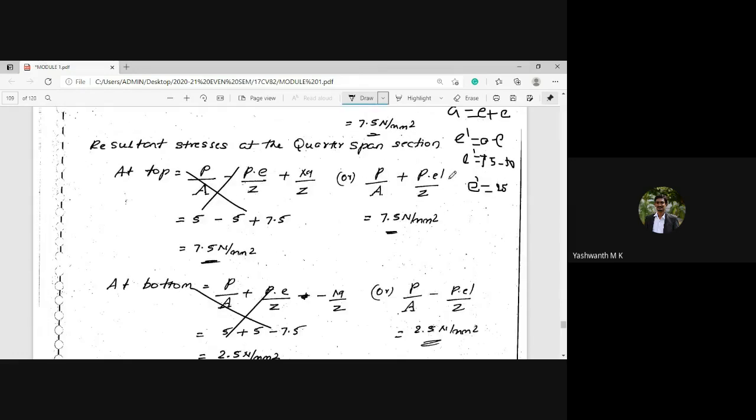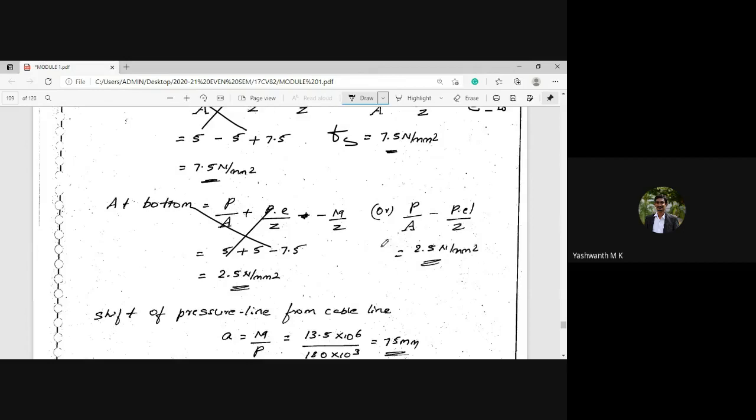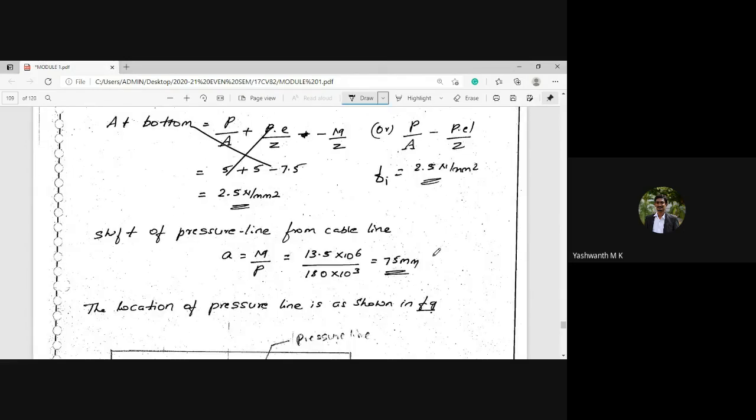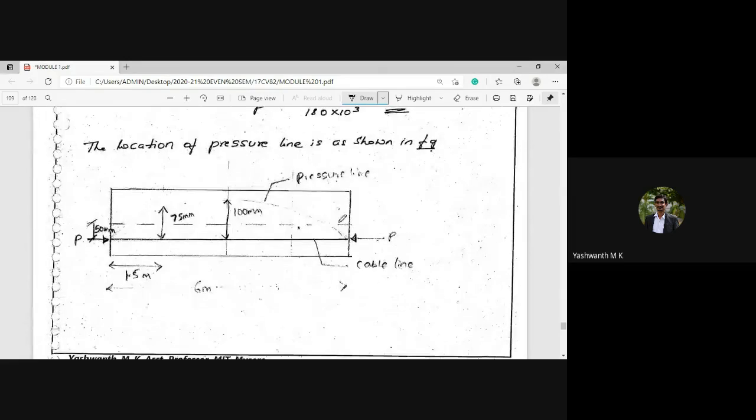So hence, substitute this quantity here, and substitute all the other parameters, which remain the same as before. That will give you F superior equal to 7.5 Newton per millimeter square and F inferior equal to 2.5 Newton per millimeter square. So now we have calculated the stresses. Now locate the pressure line. Very important, so please observe here.